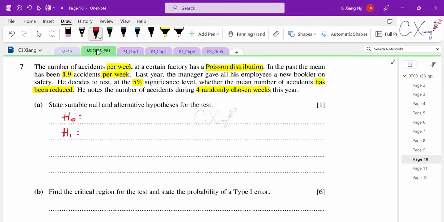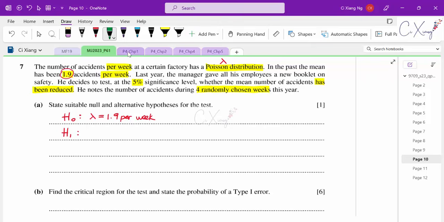Okay, so since we know that it is Poisson, we are going to test the lambda, which is the mean. When you want to set up the null and alternative hypothesis for a Poisson distribution, you can write out the mean for the value given in the question according to the duration. So like this one, we have 1.9 per week. So you can write lambda equals 1.9 per week.